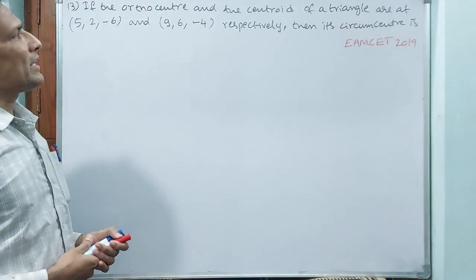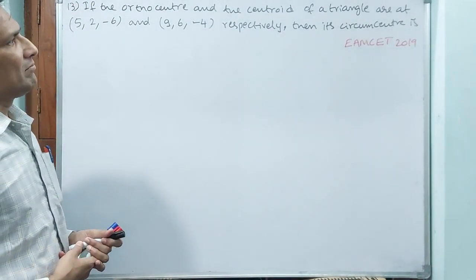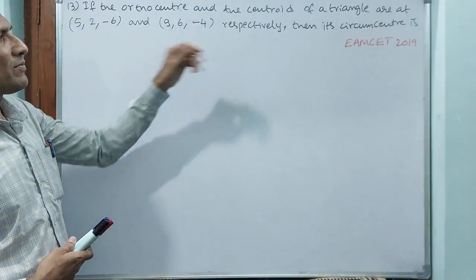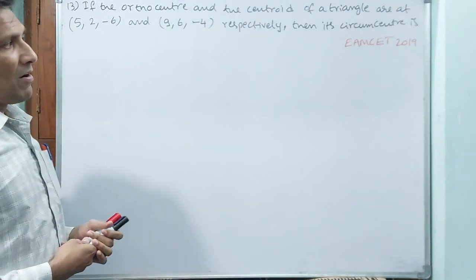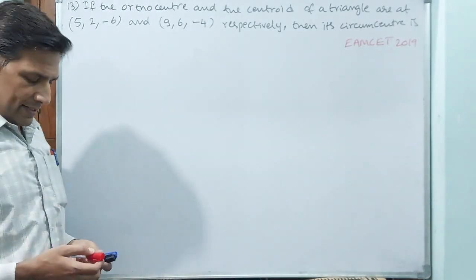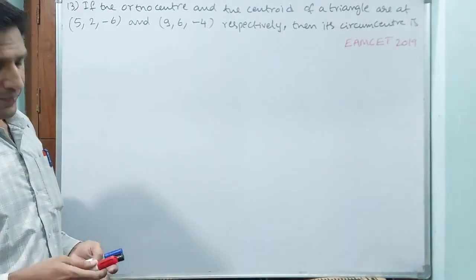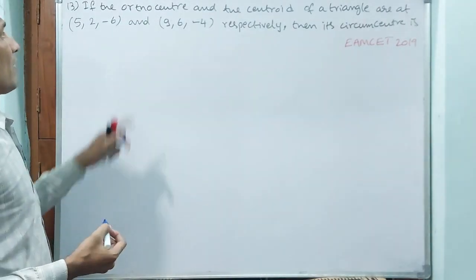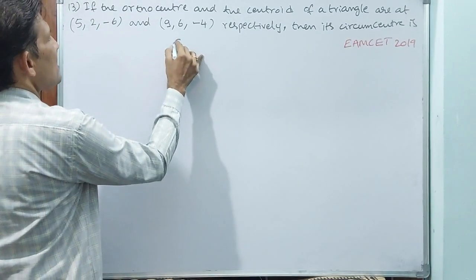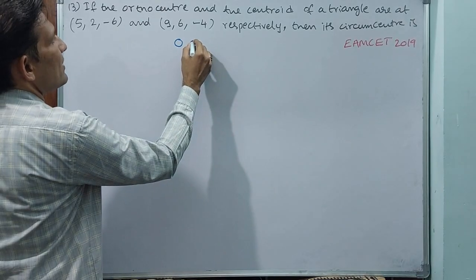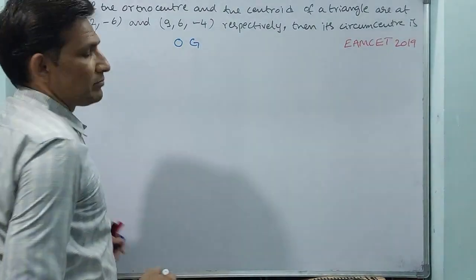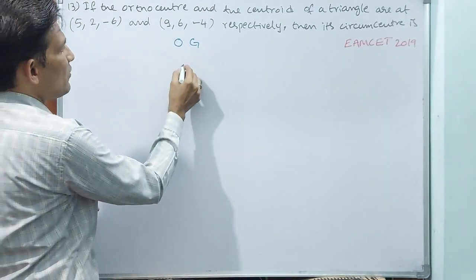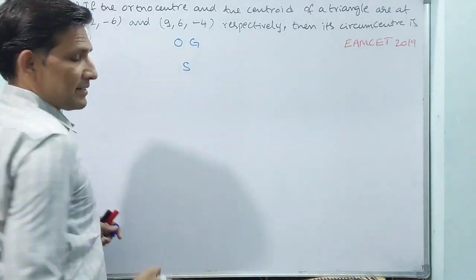If the orthocenter and centroid of a triangle are at (5, 2, -6) and (9, 6, -4) respectively, then what is the circumcenter, they are asking. See, there is a formula or theorem. I will take the orthocenter as O and the centroid as G. See, O, G, and in between is the circumcenter.